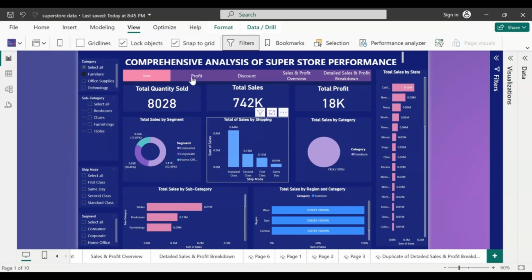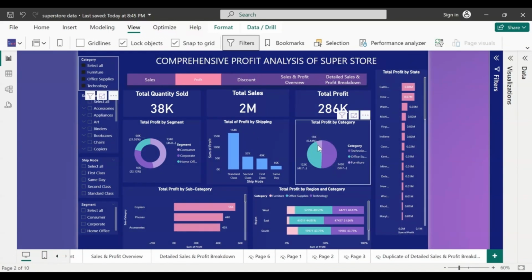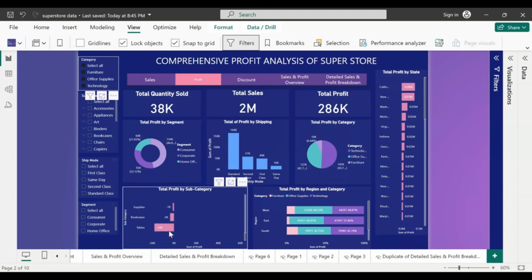Then moving on to the profit page. In the profit analysis, we could see here the furniture is very low. In the previous page, we saw that furniture was at least nearer to 30%, but here it is low. So the detail about this can be viewed in the discount page. And here the top profit is by copiers and the least is by tables, where there is no profit, only loss. It is an 18,000 loss by tables.